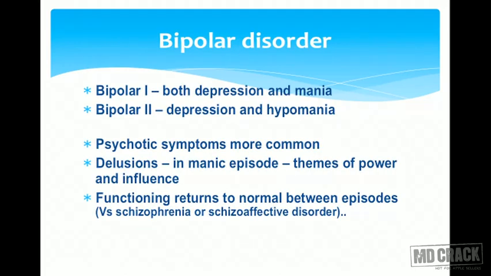Next, we move on to bipolar disorder. As you look at the name, it's bipolar. There are two poles of the disease: one is mania and the other one is depression. Bipolar type 1 has both depression and mania, while bipolar 2 has depression and hypomania.